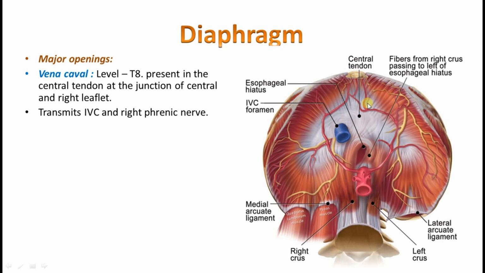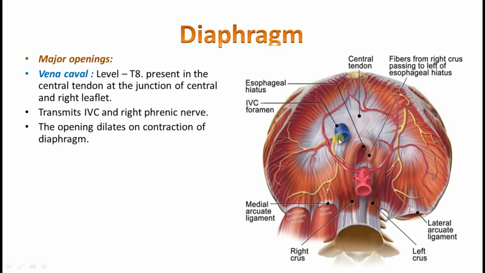Now, if the diaphragm contracts during inspiration, naturally the vena cava opening dilates. So there is an increased blood flow into the right atrium. The opening dilates on contraction of the diaphragm.